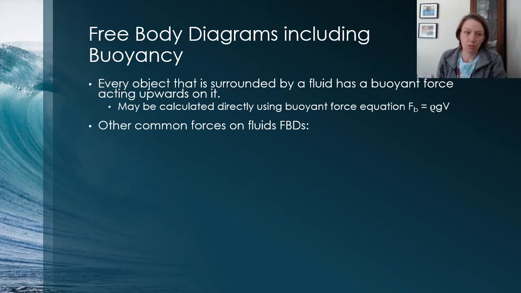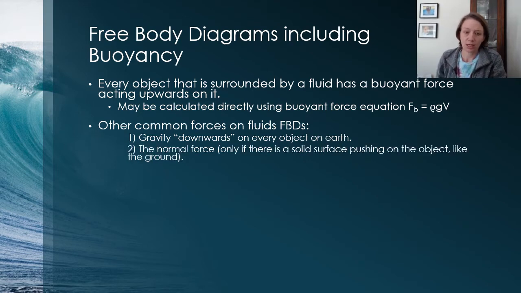Other forces that you may include in free body diagrams that are involved with the buoyant force are gravity. Of course, if the object's on Earth, you should put gravity on there, and there's an equation to calculate that directly, right? The mass of the object times the gravitational force field of the planet. Second force that commonly appears is the normal force, but a reminder that that only is going to go in your free body diagram if there's a solid surface pushing on the object.